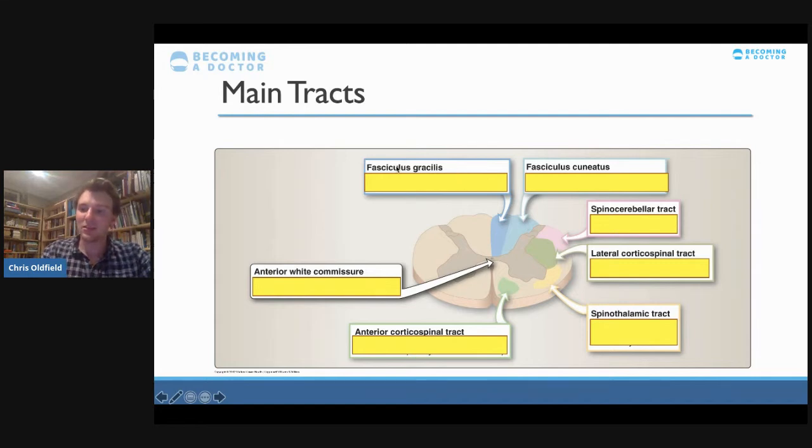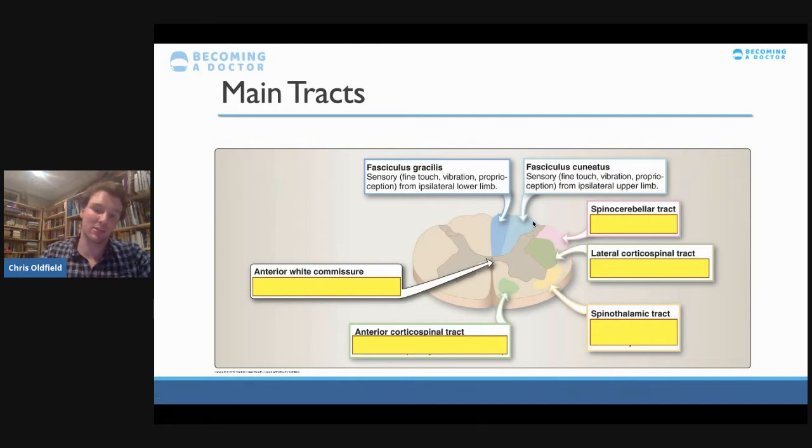So at the back, you can see the fasciculus gracilis and the fasciculus cuneatus. And these two make up the dorsal columns. Dorsal meaning back, as in dorsal fin on a dolphin, for example, or dorsum meaning back. And the dorsal columns, if we remember, were the main sensory pathways.